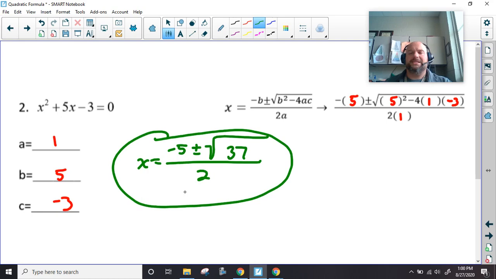I love these problems because they're quick, they're simple, and that's it. Quick and simple. I like quick and simple. It's like microwaving food.